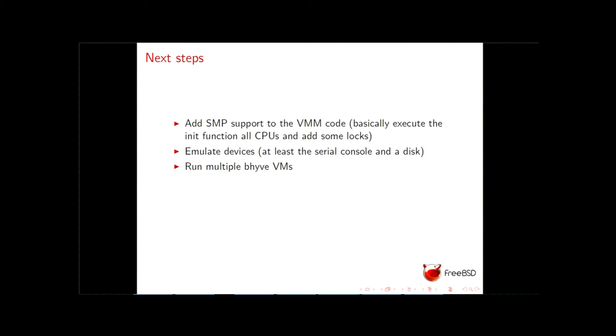Also, run multiple bhyve VMs. This one wasn't tested until now because it wasn't in the best shape. Also, try to run Linux as a guest OS on the Linux ARM. Unify the VMM interface. So basically, it's to have a unified interface and only a set of user space executables that are common for both platforms.